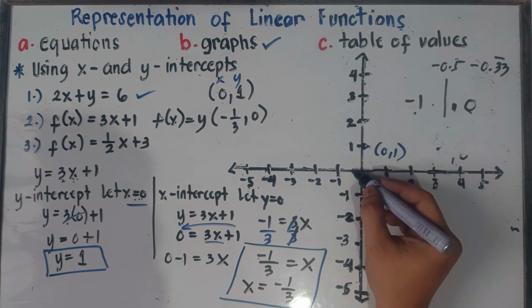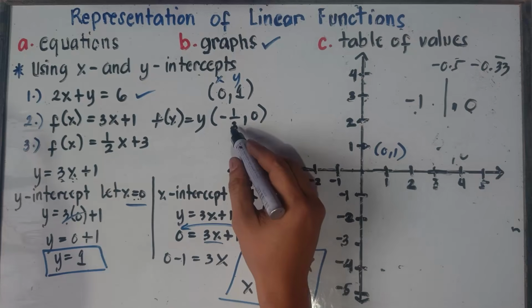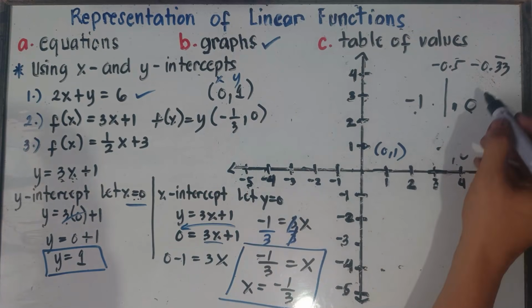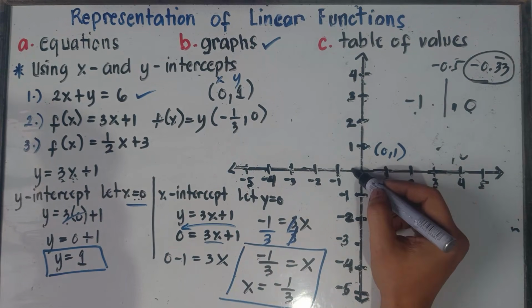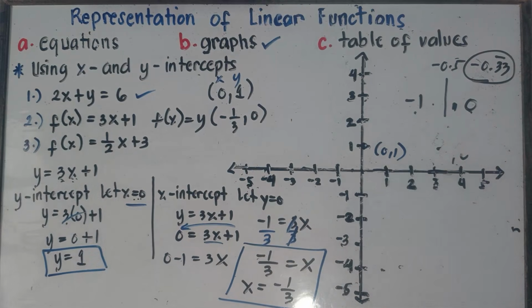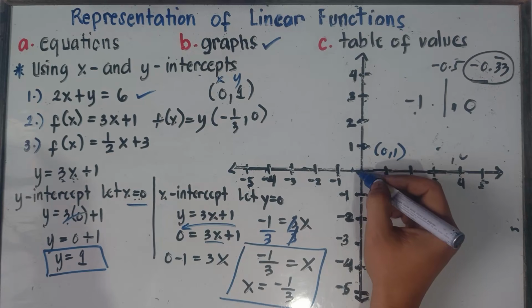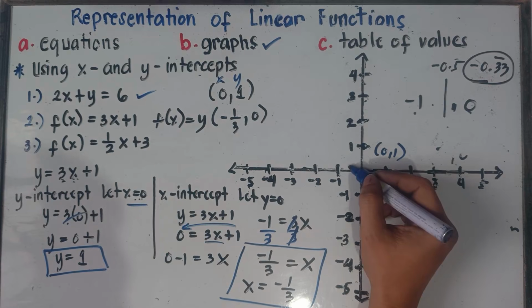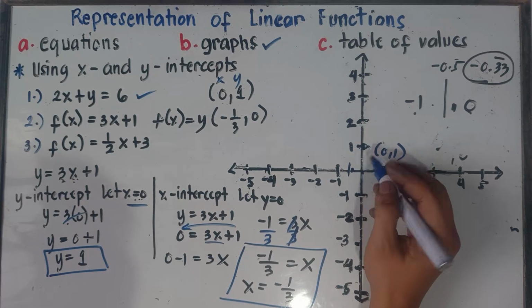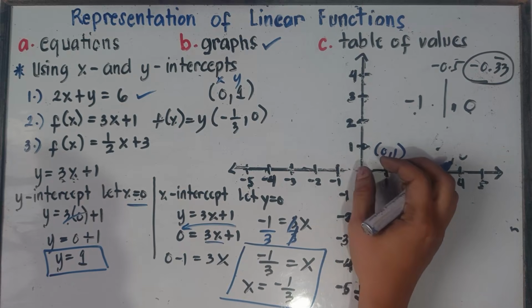Once again, class, x is negative 1 over 3. That would be negative 0.333, right here, near 0. And then y is 0, so you will not move up or down. If this is negative 0.5, then this one right here is negative 0.333. Simply estimate, class.